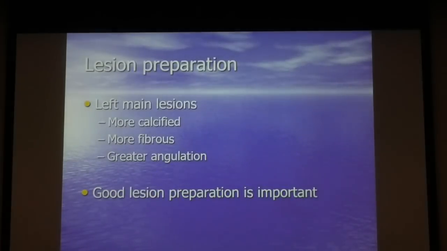Lesion preparation. Left main lesions, in general, they are more calcified, more fibrous, they are resistant to ballooning, and they have greater angulation. The angulation, we'll talk about angulation, the importance of the angulation of the left main and bifurcation. So in general, good lesion preparation is essential and very important in these cases.